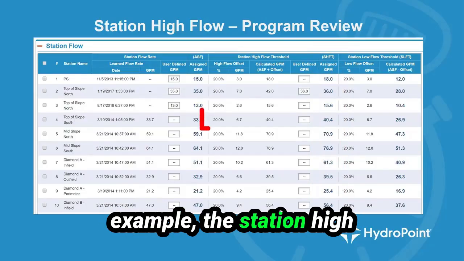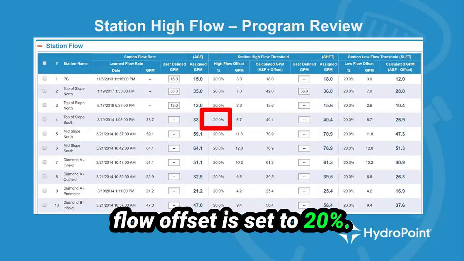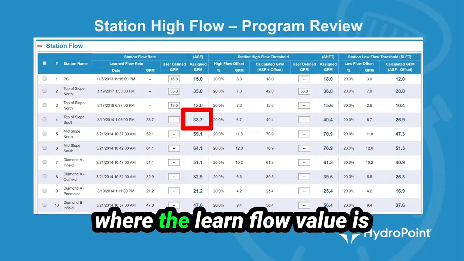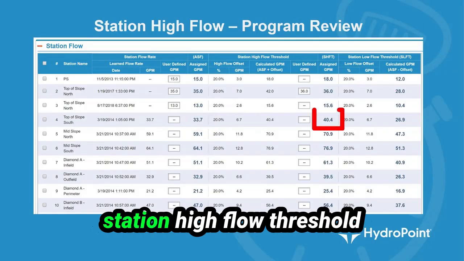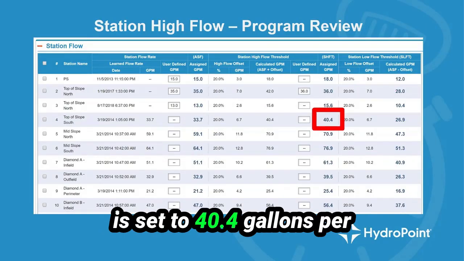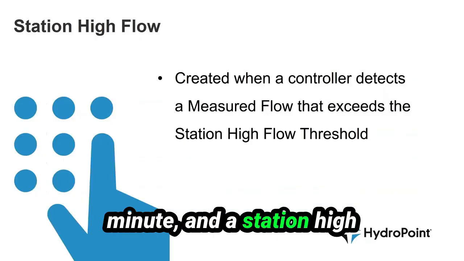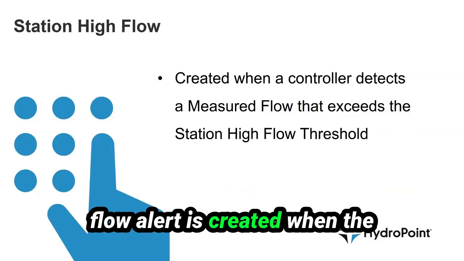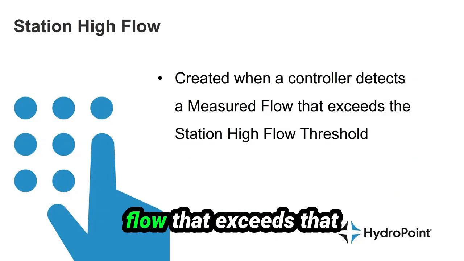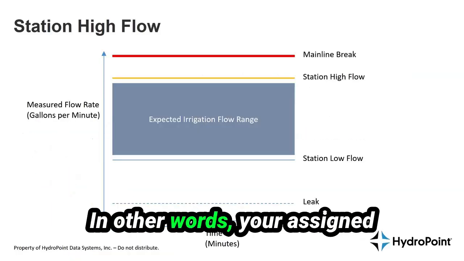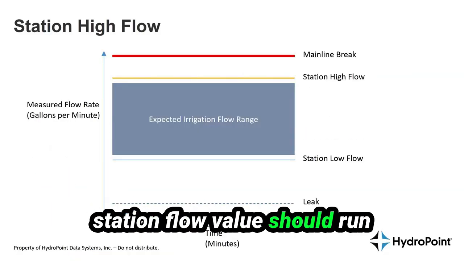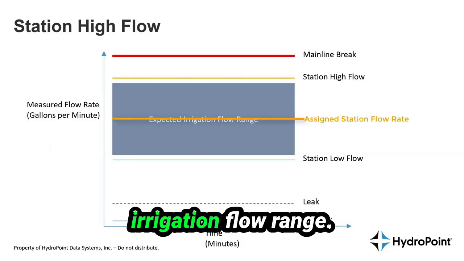In this example, the station high flow offset is set to 20%, so here on Station 4, where the Learn Flow value is 33.7 gallons per minute, the station high flow threshold is set to 40.4 gallons per minute. And a station high flow alert is created when the controller detects a measured flow that exceeds that station high flow threshold. In other words, your assigned station flow value should run right through the expected irrigation flow range.